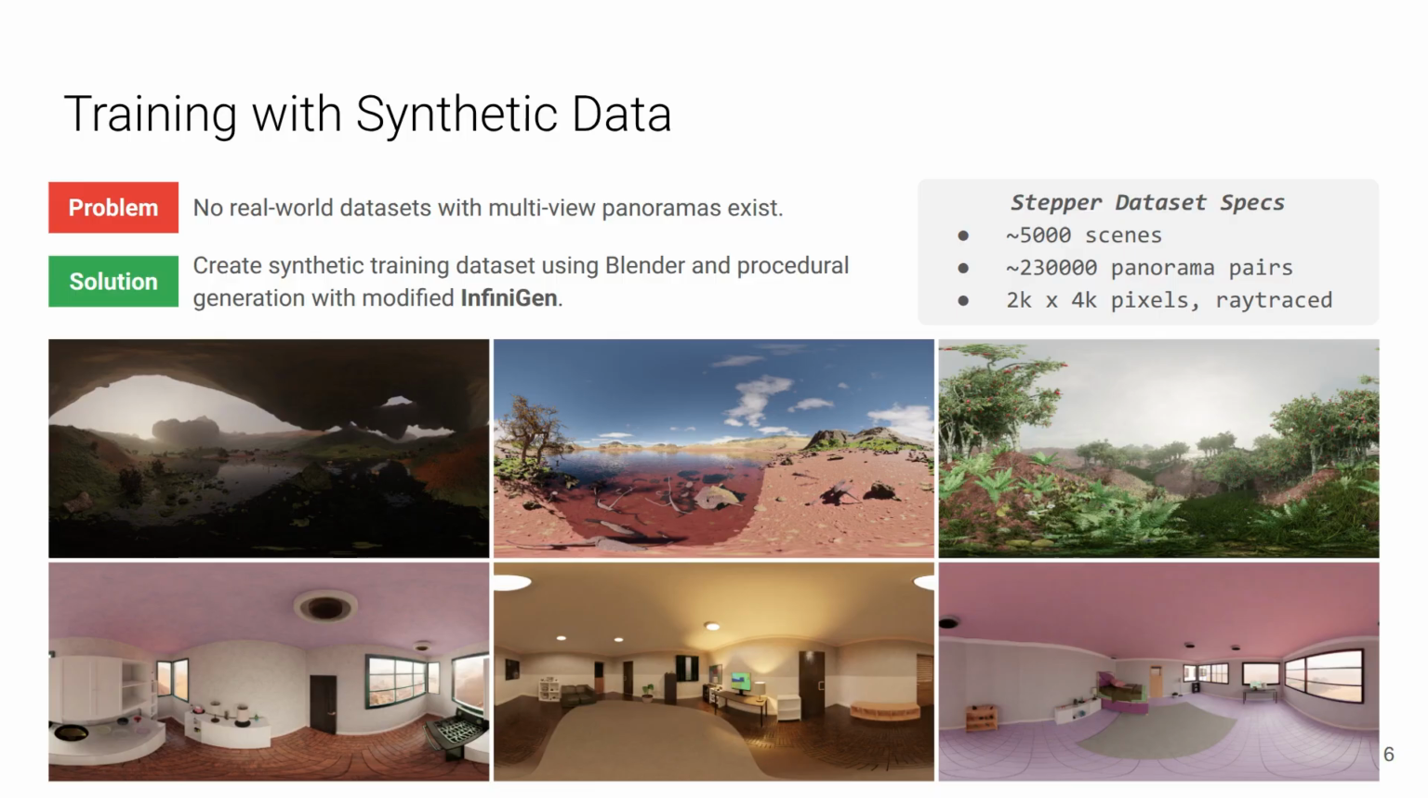So how do we train our novel panorama view generation model? Unfortunately, no real-world datasets with multi-view panoramas exist at that scale. Our solution to this problem is that we create a synthetic dataset using Blender and procedural scene generation with a modified Infinigen framework. Our final Stepper dataset contains 5,000 scenes and 230,000 panorama pairs in total, all generated at a 2K by 4K resolution using high-quality ray tracing.